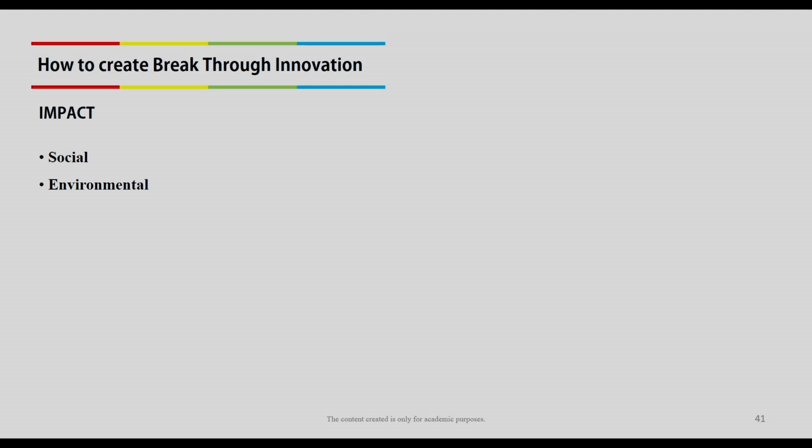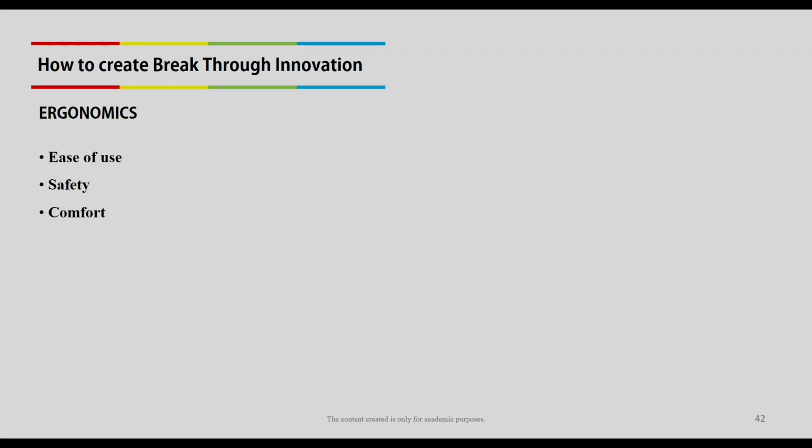The next value is impact. As a product designer, you should see what the impact of your product will be on society, as well as on the environment. The next value is ergonomics. In ergonomics, you have to consider whether the product is easy to use, whether the product has safety, and whether the product gives proper comfort or not.